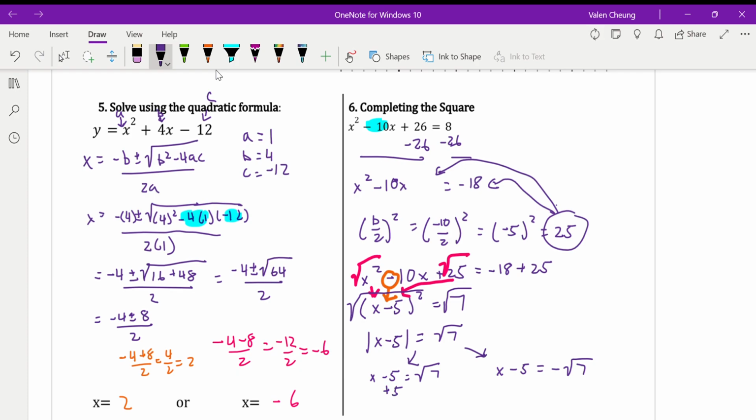Add 5 to both sides. You get x equals 5 plus the square root of 7. Same thing on the other equation. Add 5 to both sides. You get x equals 5 minus the square root of 7. And those are your two solutions.